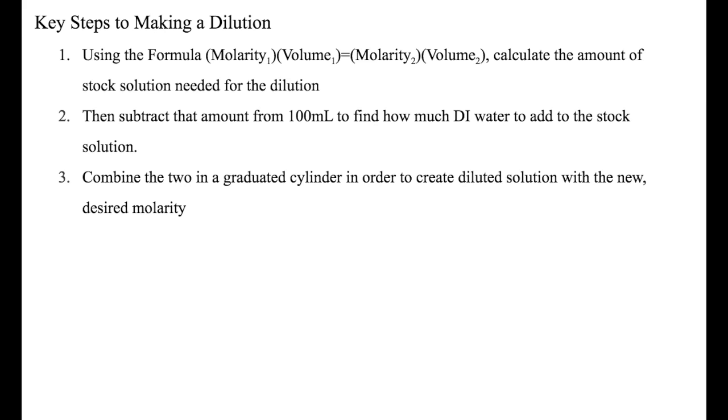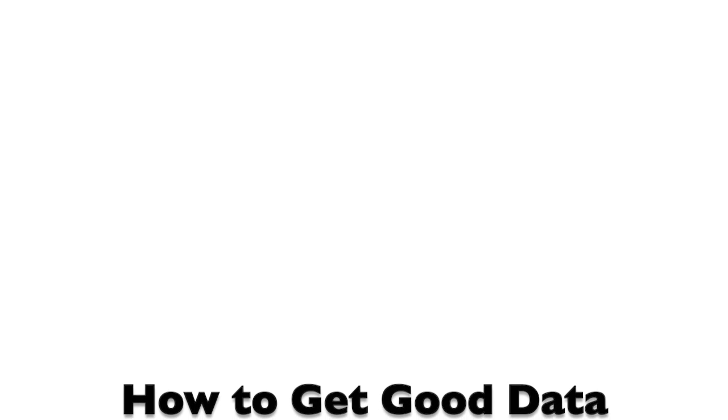Then subtract the amount calculated from 100 milliliters to find out how much deionized water to add to the stock solution. Then combine the two in a graduated cylinder in order to create a new diluted solution with a new desired molarity. One tip for getting good data when you have to make a dilution is making sure that you're not trying to use a stock solution that is too small.